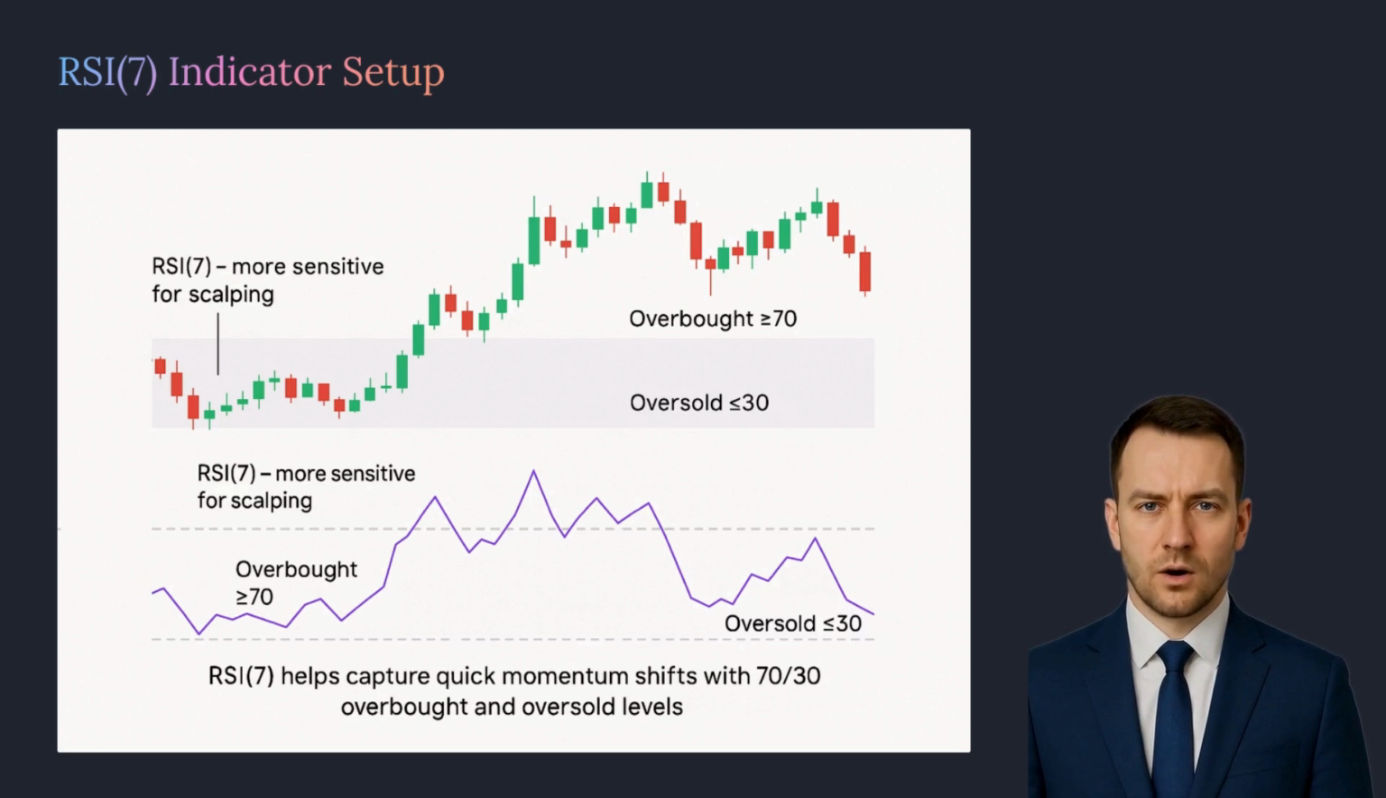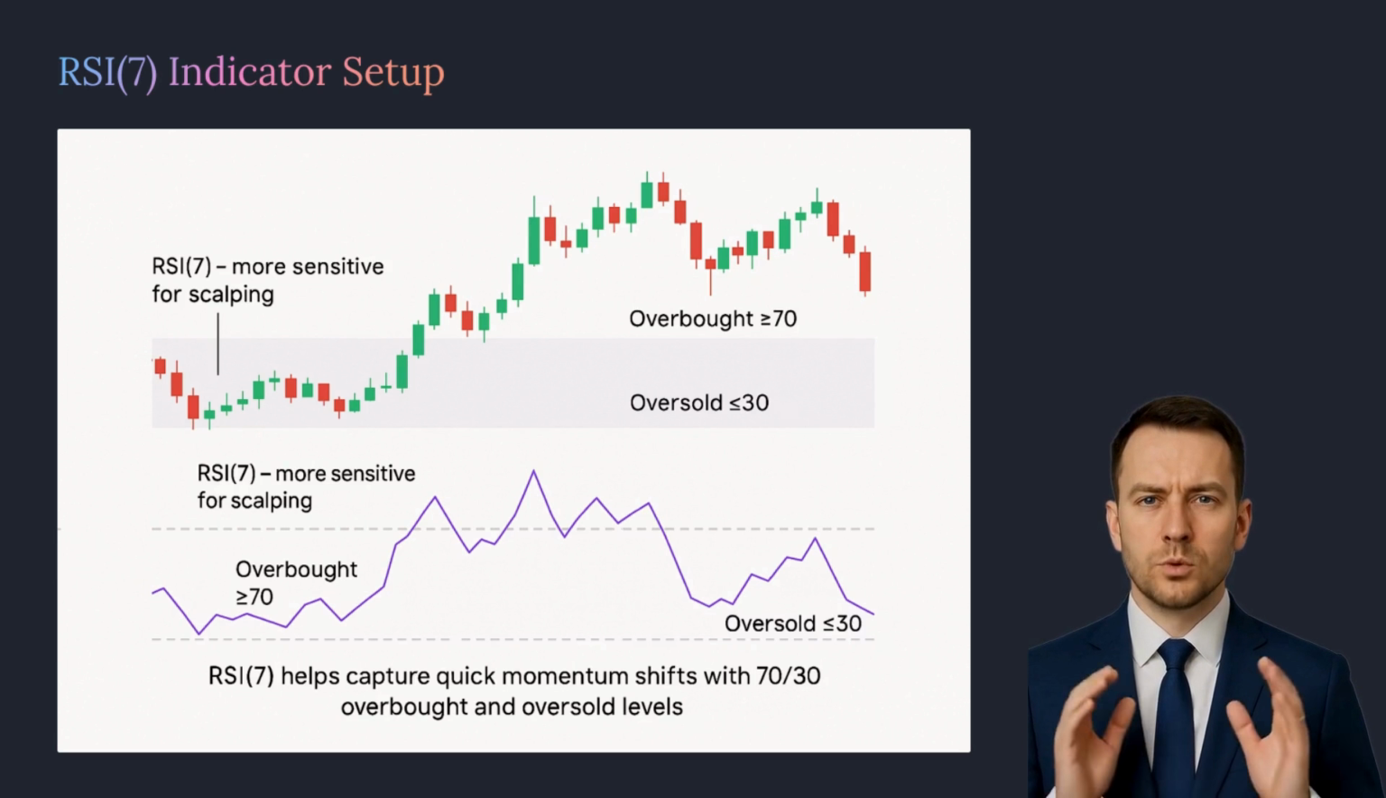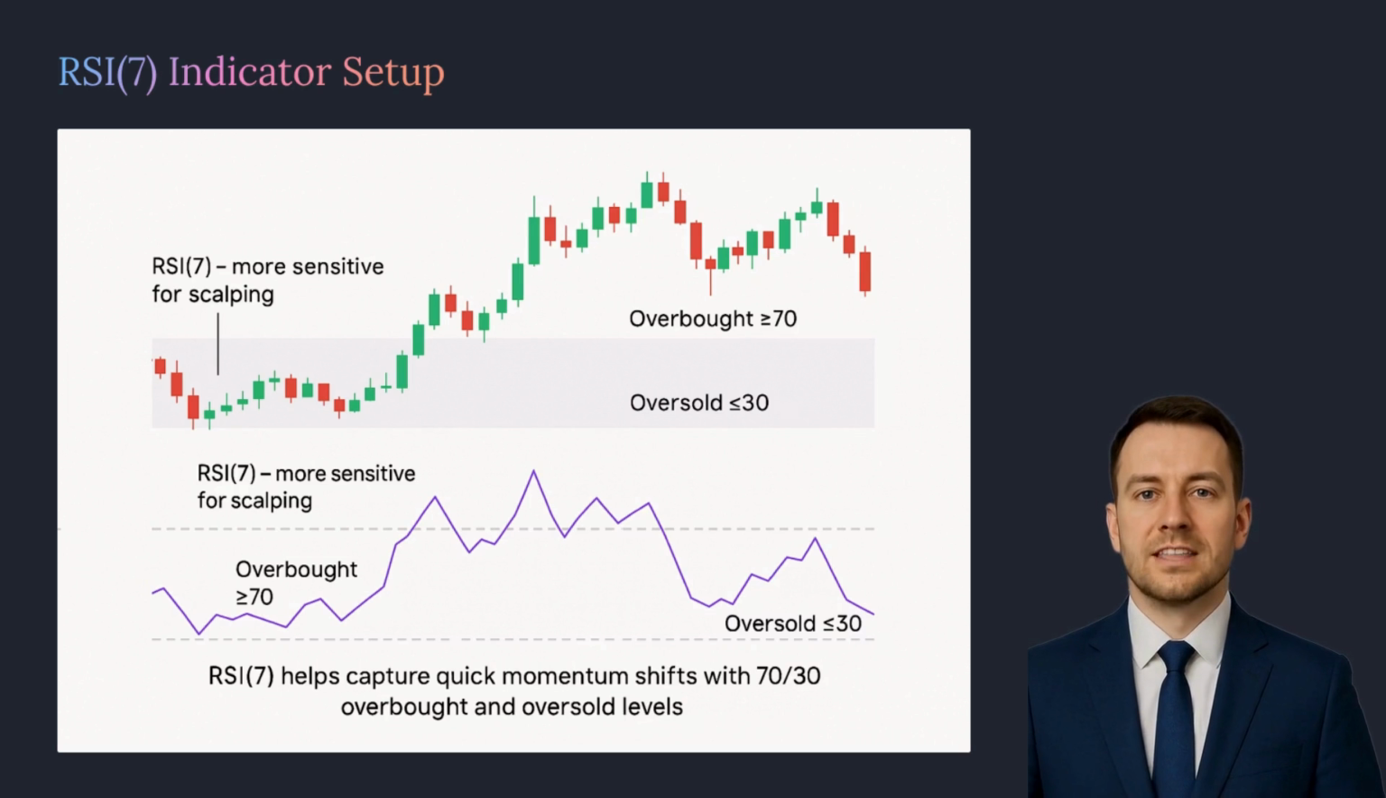Leave the RSI overbought and oversold levels at 70 and 30, which are the defaults. These threshold lines at 70 and 30 will help identify when the market is potentially overextended on the upside, greater than or equal to 70, or downside, less than or equal to 30. We'll be watching for the RSI to cross these levels as trade signals, which we'll detail below.